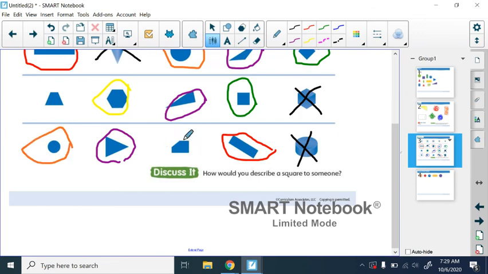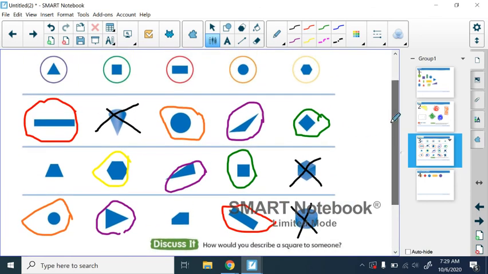Does this shape right here in the middle look like one of the shapes that we know? No, it's not a triangle or a square or a rectangle or a circle or a hexagon. So we're going to just leave it blank.